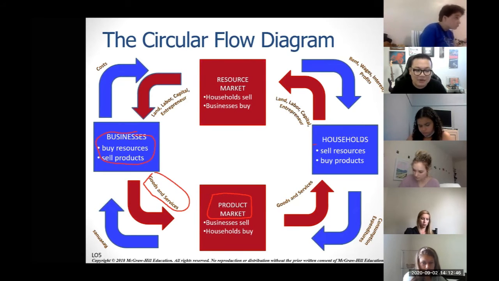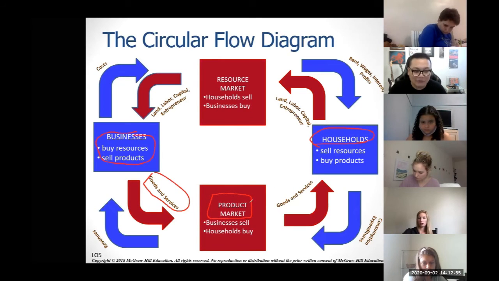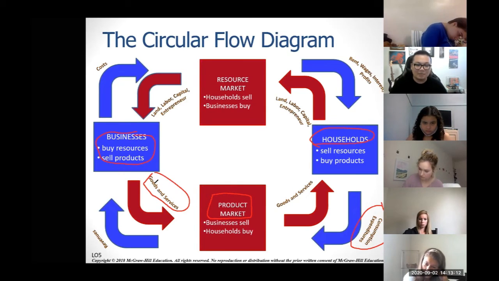And the household, on the other side, once you have salary and income, you're going to buy products and services. Where to buy that? From the product market. So the household buys goods and services from the product market using its income, or in other words the consumption expenditure. Okay, so it's all circled up. This is the full circular flow model.